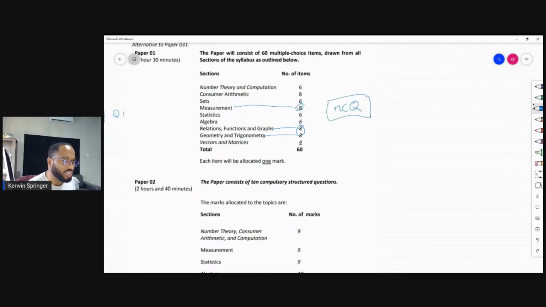When you see MCQ, teachers write MCQ, they normally talk about multiple choice. Yeah, they removed sets from paper 2 a long time ago. MCQ, multiple choice questions. They're throwing this recently, 4 vectors and matrices questions. It's not much on this.